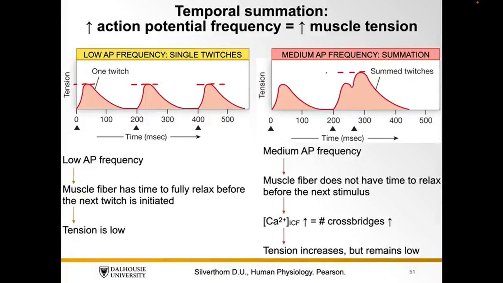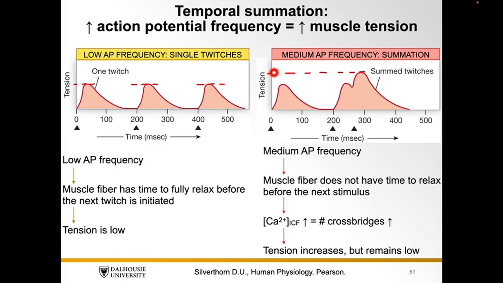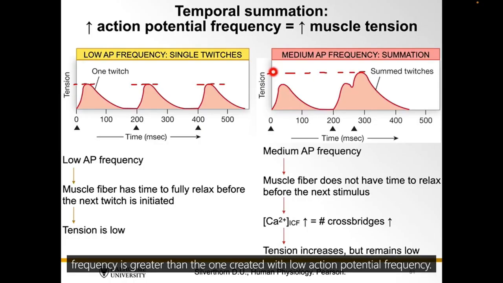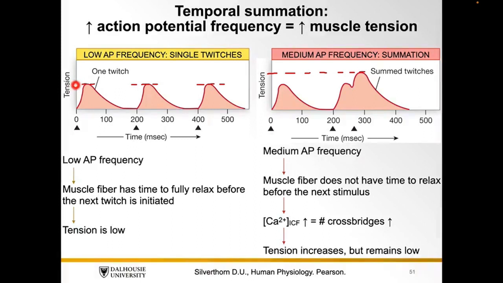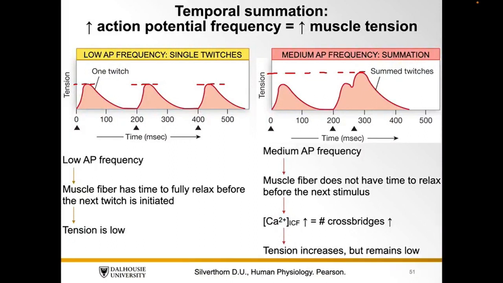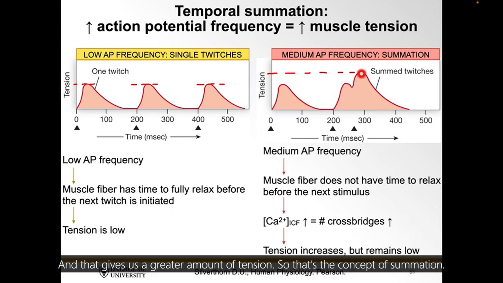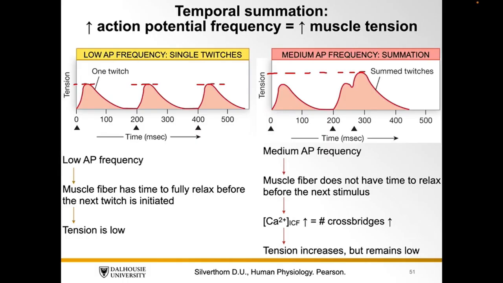If we compare this situation to the first one, you can see that the tension created by the second situation with medium action potential frequency is greater than the one created with low action potential frequency. And that's what we call summation. Another word for summation is addition. So basically the muscle adds the tension created from the second stimulation onto the one that's created by the first stimulation, and that gives us a greater amount of tension. So that's the concept of summation.